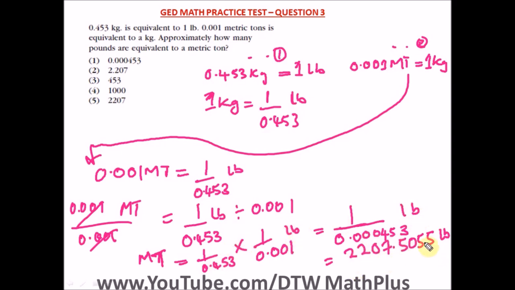So looking at this answer here, the closest option is 2207, which is option 5. So we'll pick our answer as option 5. This is our answer. Our answer is equal to 2207 lb, which is option 5.